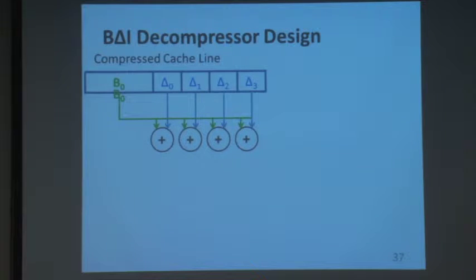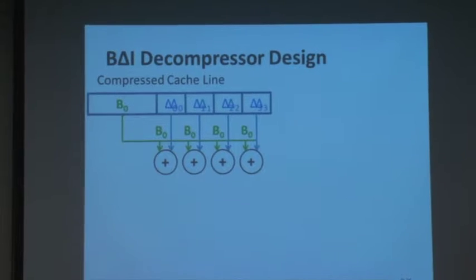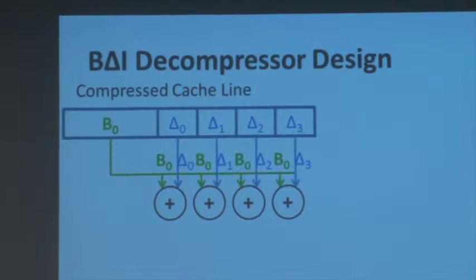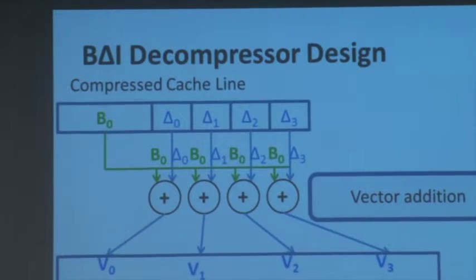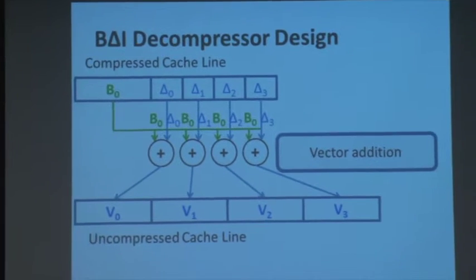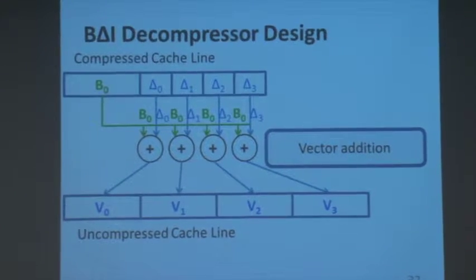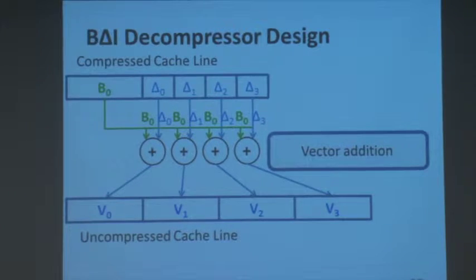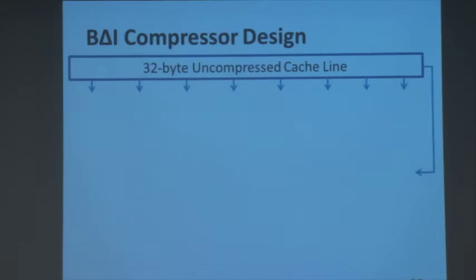So what we do, we take that base and propagate it to all adders. And then we just do simple parallel adders with all deltas, and we get the values. So you see, it can be done with a very simple vector addition. So that's your uncompressed cache line. You can do this as fast as one cycle, potentially.